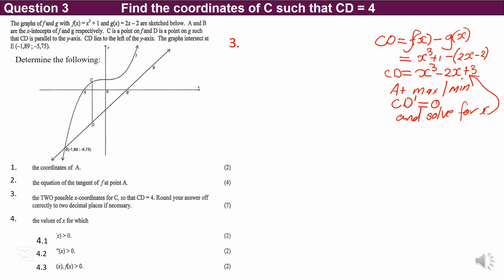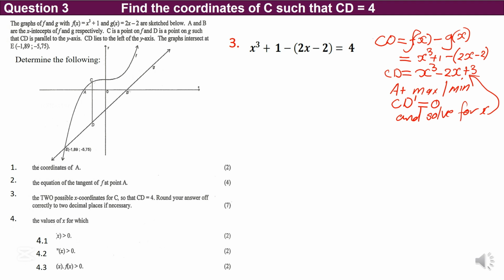In this case now, we are told that CD is equal to 4. So we still have to subtract: CD is equal to f of x minus g of x, and then we simplify the expression. But we are not going to do the differentiation process because the length of the line is given.